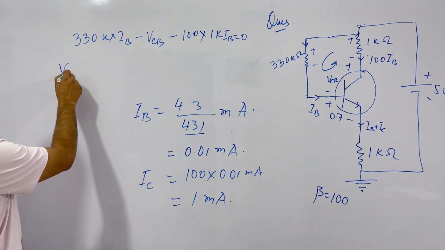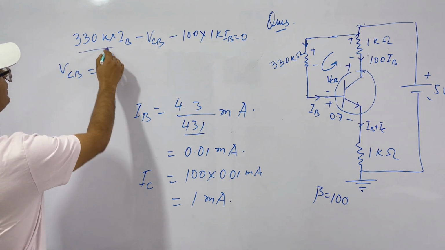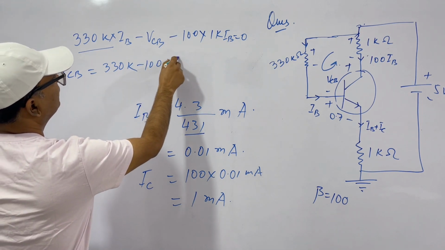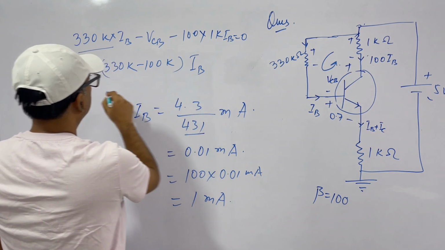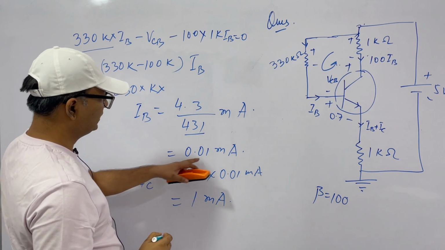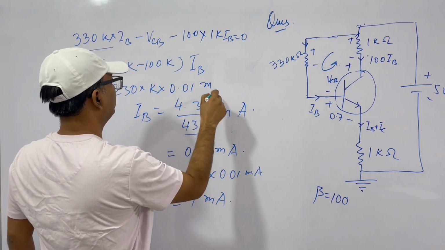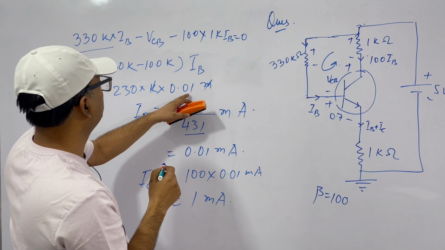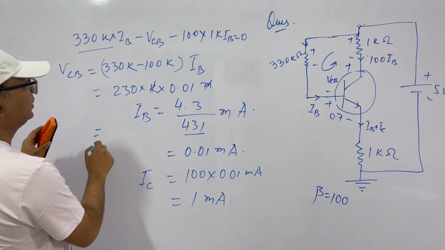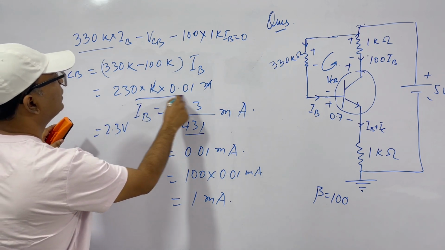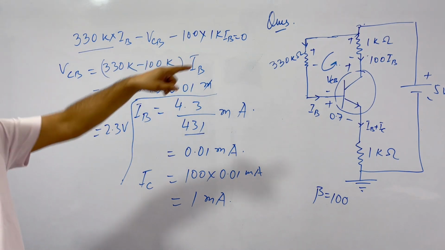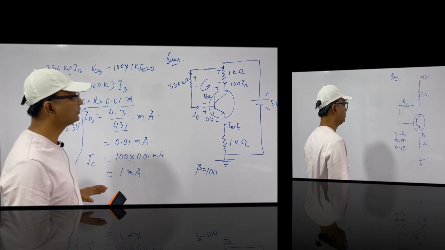So what do we get? VCB is equal to 330k minus 100k into IB. So this is basically 230k into IB. IB is this one, 0.01 milliampere. So milli and kilo cancel. 230 into 0.01, that is 230 by 100. So this is 2.3 volts. Okay. So our VCB is 2.3 volts with this polarity only, plus minus. Clear? We have found the values.